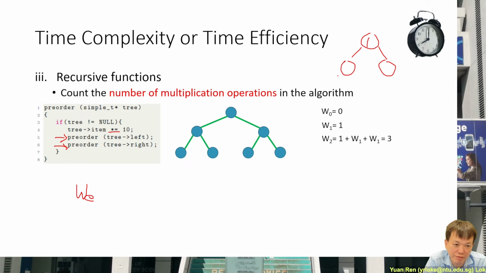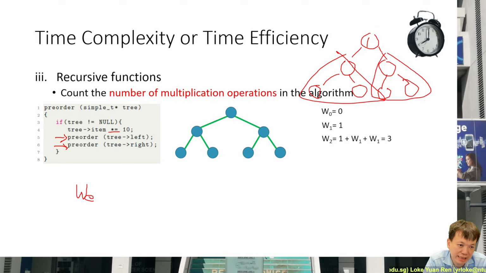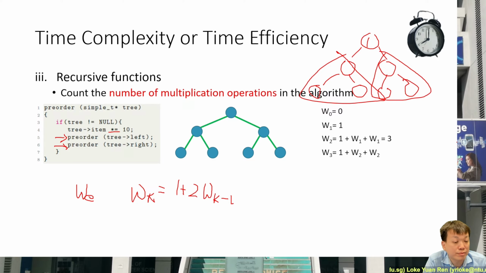How about when you have 3 levels? To solve this one, you can think that it is 1 plus W2. This is one W2, this is another W2. So W3 is equal to 1 plus W2 plus W2. So very soon you can derive that Wk is equal to 1 plus 2 Wk minus 1. So that is the recurrence equation.